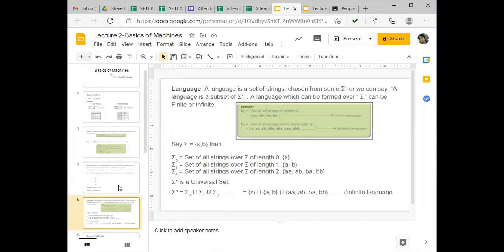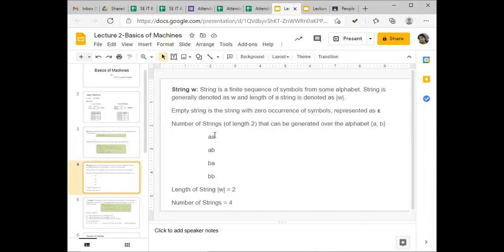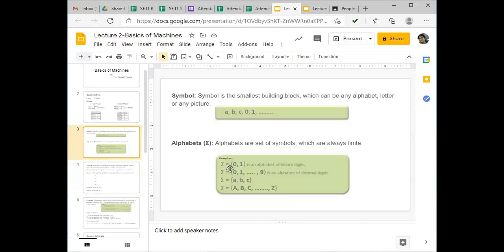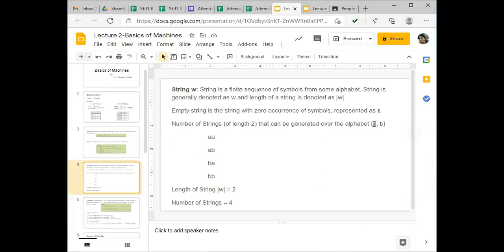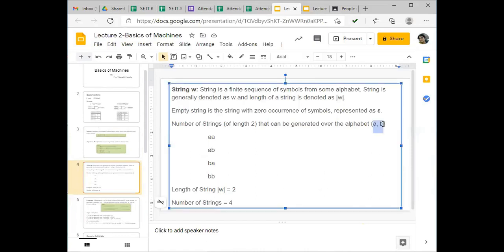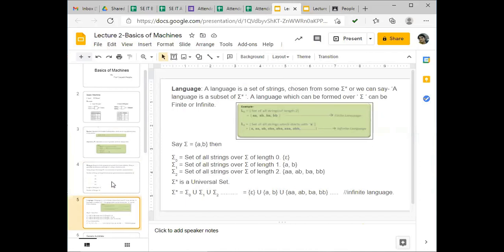Next, coming to language. A language is a set of strings chosen from this. This is all the strings of length 2 generated by A, B, and this is the alphabet of the string. What is a language? A language is a set of strings, or I can say it is a subset of all the elements that can be generated. If my alphabet is A, B, then a language can be any subset that can be generated using A, B. It can be AB, it can be ABAB, it can be BAB, something like that.